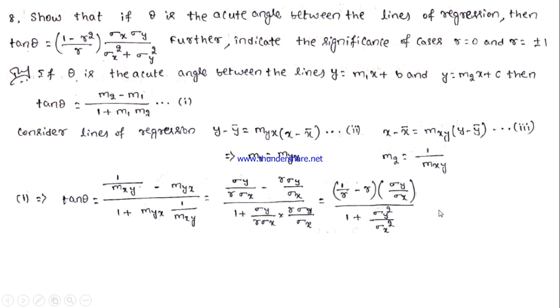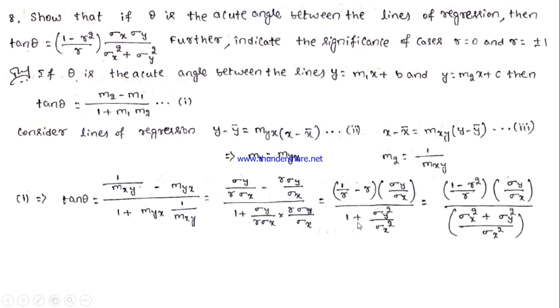Now take the LCM and simplify. 1 minus r square by r. Here it is sigma x square plus sigma y square divided by sigma x square. Now take the sigma x square to the numerator and 1 sigma x will get cancelled with 1 sigma x here. So that will give us the required answer: 1 minus r square by r times sigma x sigma y divided by sigma x square plus sigma y square.